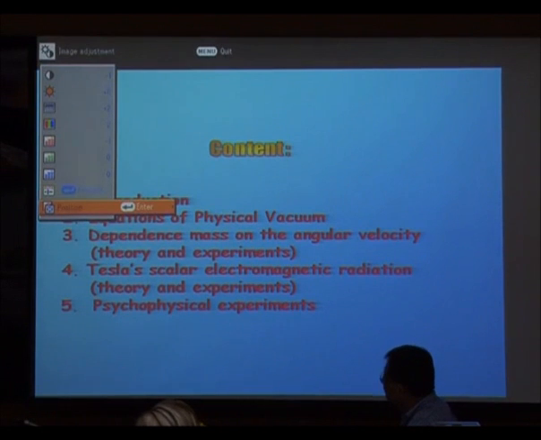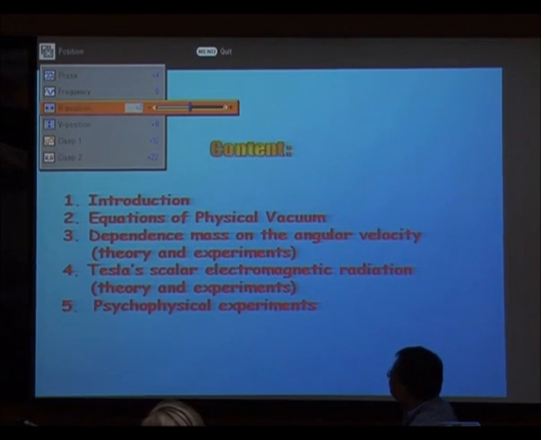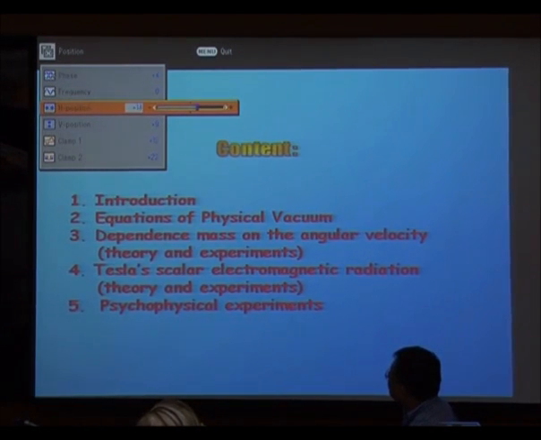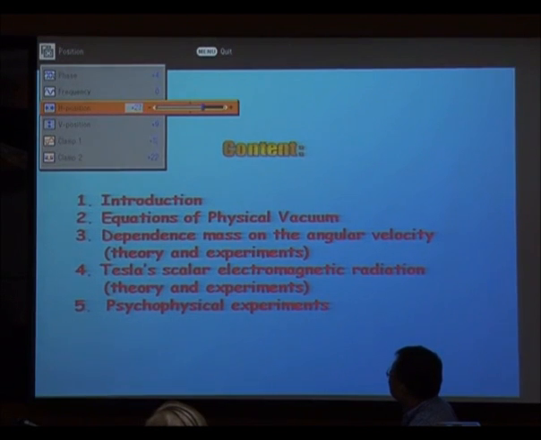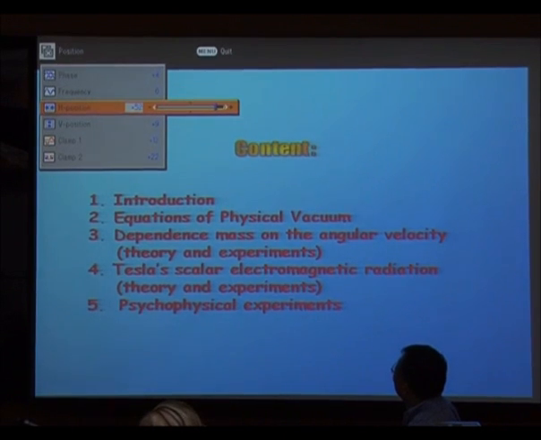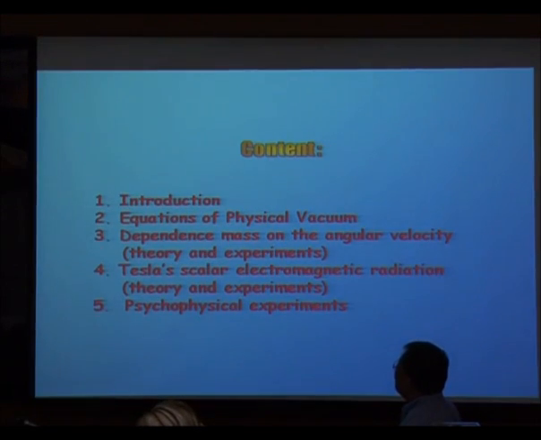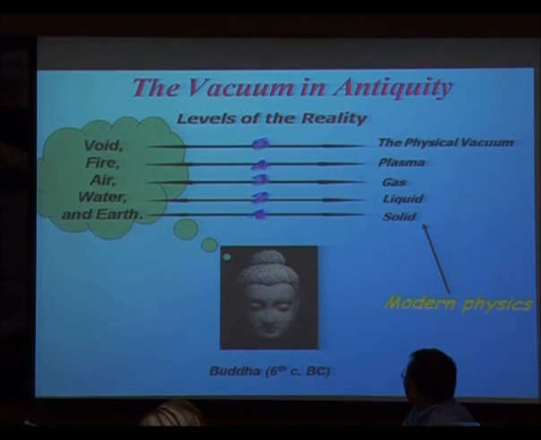What is psychophysics? It means that our consciousness, our mind, may change the situation in the real material world, have influence on the real material world. Modern physics can't explain these experiments because there are no equations in modern physics which can explain psychophysical experiments. Next slide.